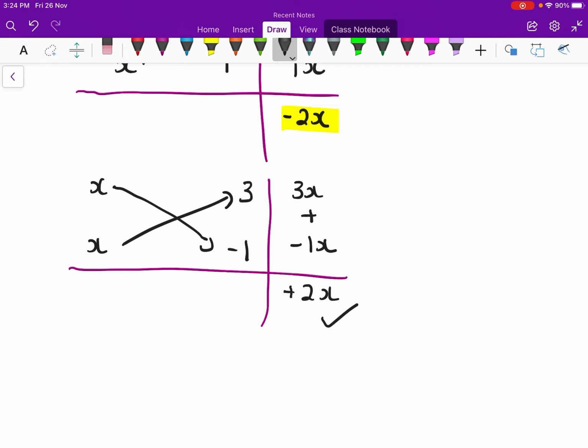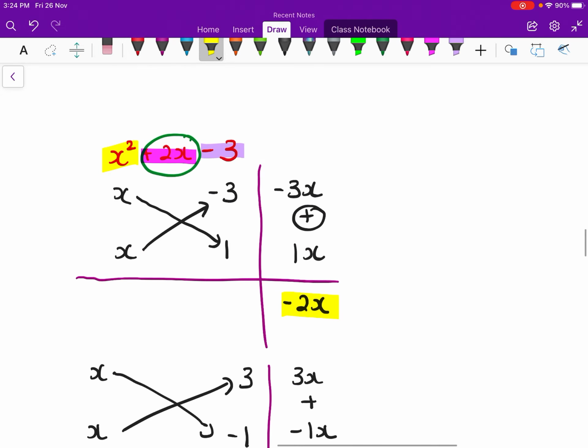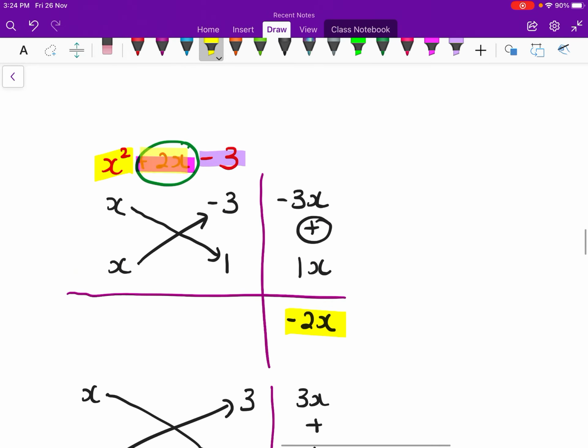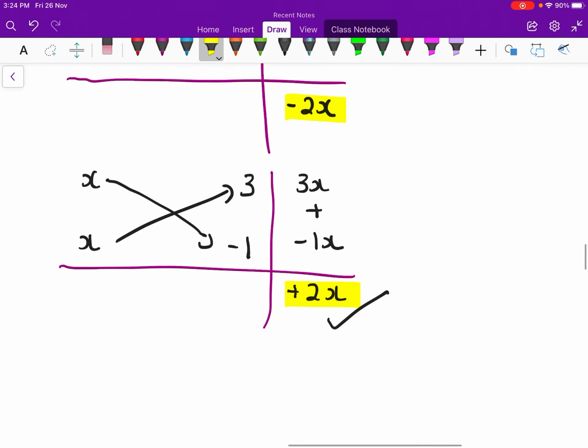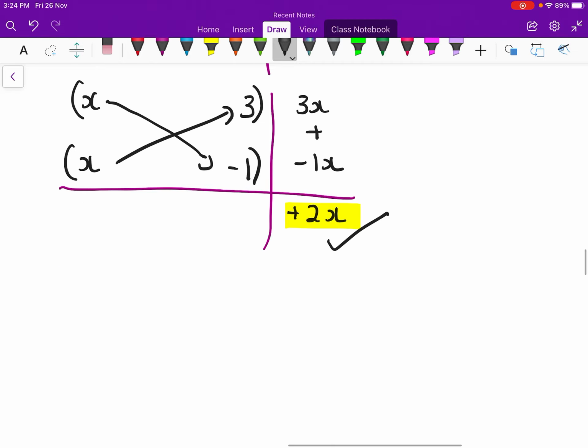In this case it is correct, because we must ensure that the 2x here and the positive 2x here are the same. Then we can do our factorization. Now everything is the same, so we put brackets: x plus 3, x minus 1. So x plus 3, then after that x minus 1. Now I have done my quadratic factorization.